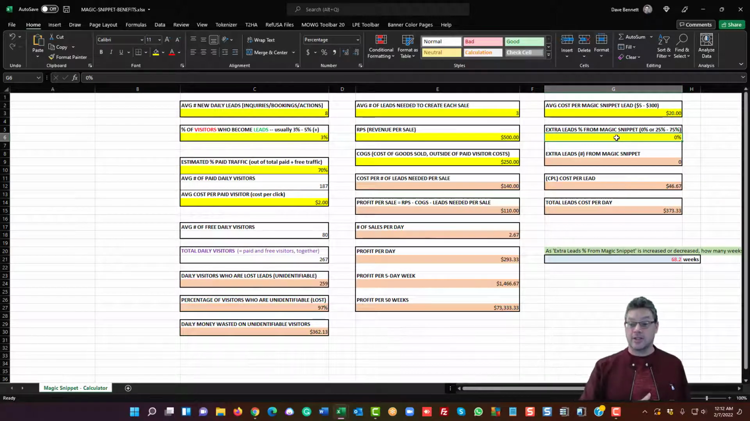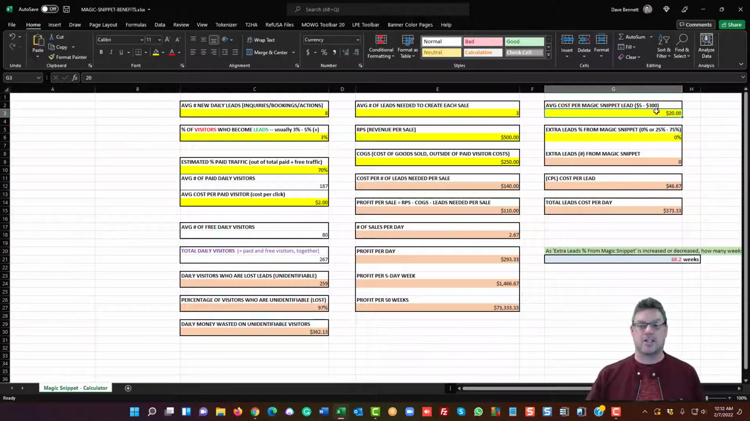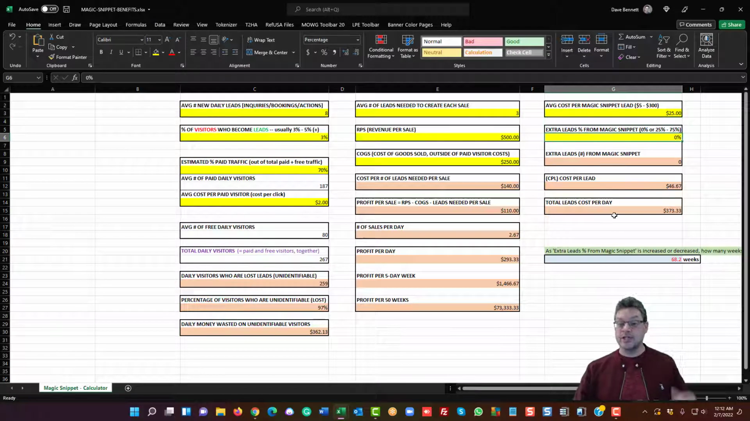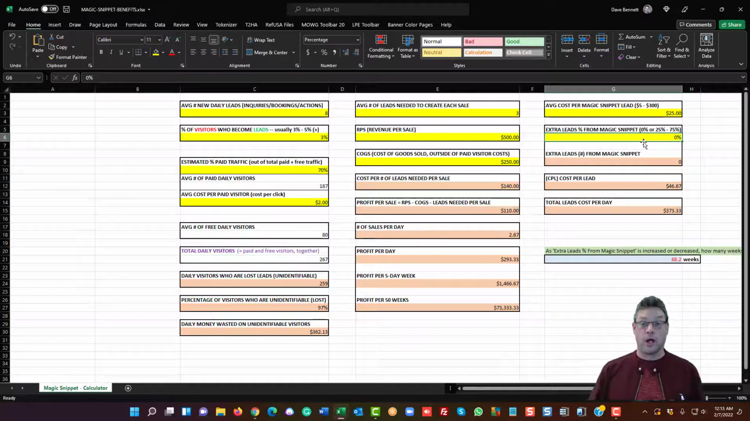Extra leads, the percentage from Magic Snippet. So far, we haven't touched that, right? We're saying if you started to pay for leads, they cost you however much. And I just put 20 bucks in here. Okay, I don't care, let's put 25. Extra leads from Magic Snippet, 0% or a range that makes sense for our delivery, which is going to be somewhere between 1/4 to 3/4.